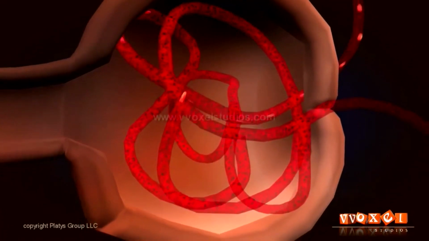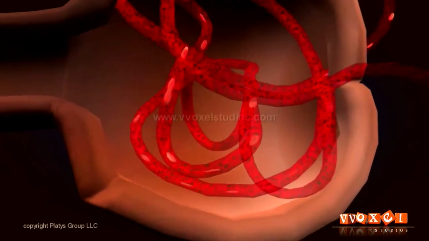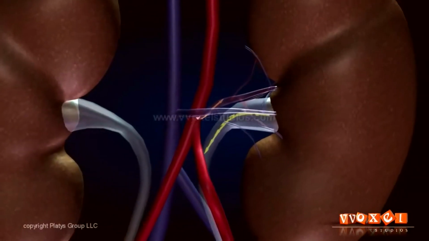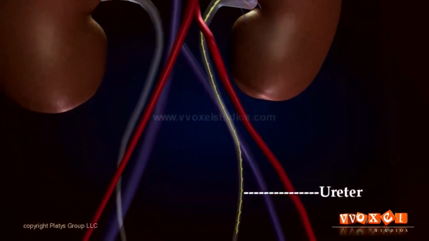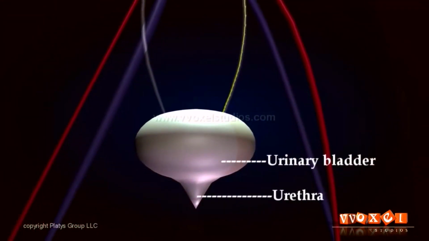Filtration occurs as blood flows into the glomerulus. Electrolytes and nutrients move back from the filtrate into the bloodstream, and the filtrate finally finds its way to the renal pelvis and finally to the ureter, urinary bladder, and then to the urethra for elimination.